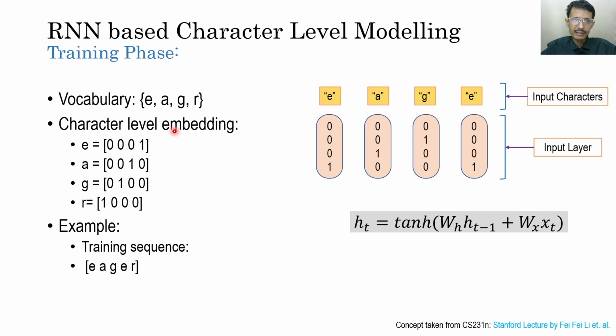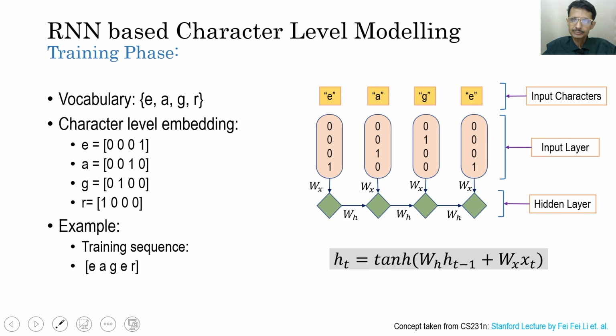Now, this training phase, as we have discussed here, this is the input. These are the input characters E, A, G, E, R, and this is the input layer. E means 0001, A means 0010, G means 0100, E means 0001, and so on. And we use HTB that we have discussed. Now see what happened. This WX is coming to this RNN node, and WH, that is the hidden layer computation, is being done.